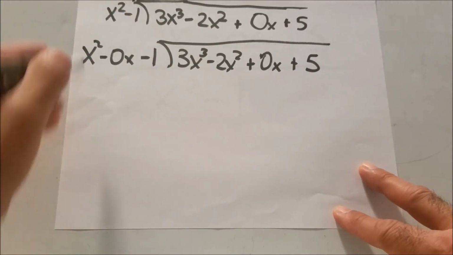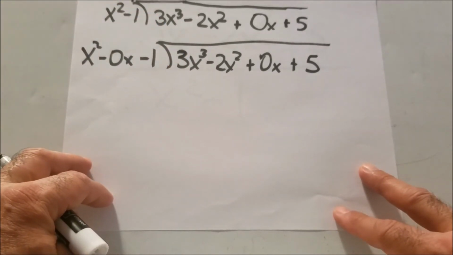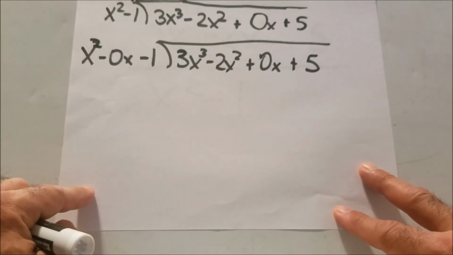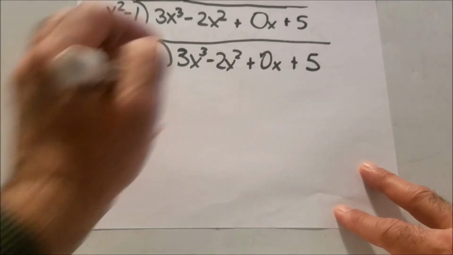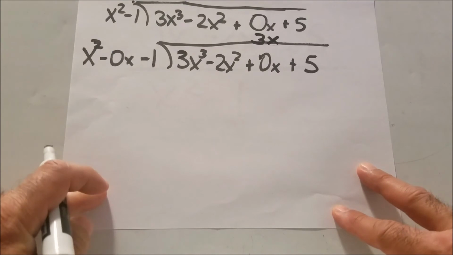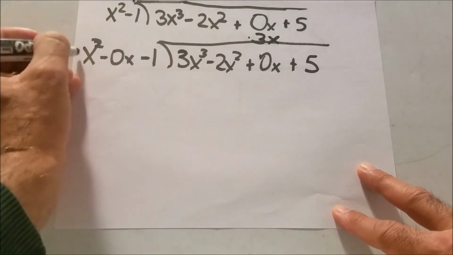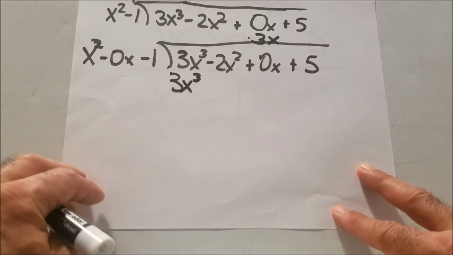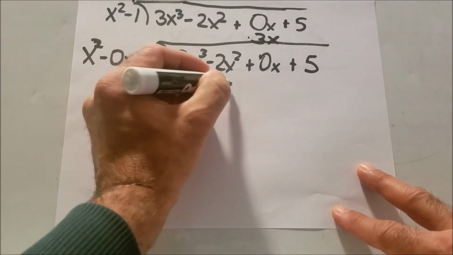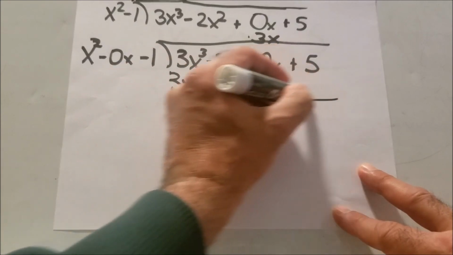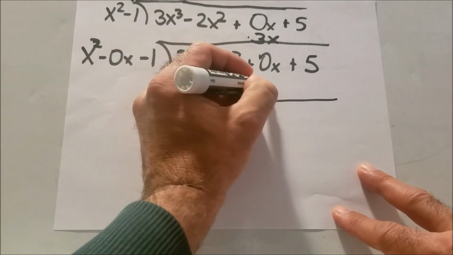So again, we have x squared, and we have 3x cubed in the dividend. So how am I going to get a 3x cubed if I have an x squared? Well, I need a 3x. And again, it's going to go here. 3x is going to go there, because we have 3 terms we have to deal with. So 3x times x squared is 3x cubed. There's that. 3x times 0x, what's this? 0x squared, right? Bring that line down. And 3x times negative 1 is negative 3x.